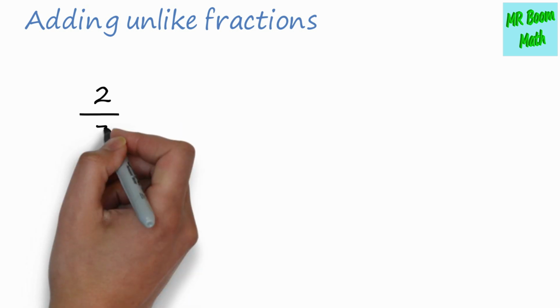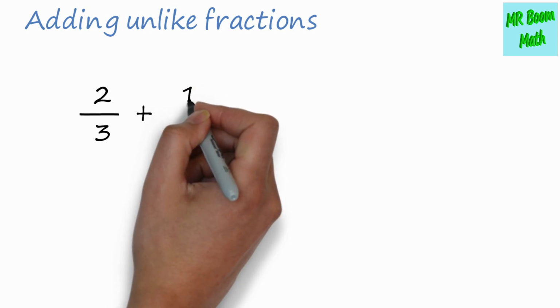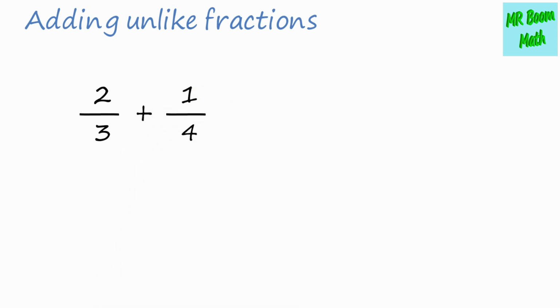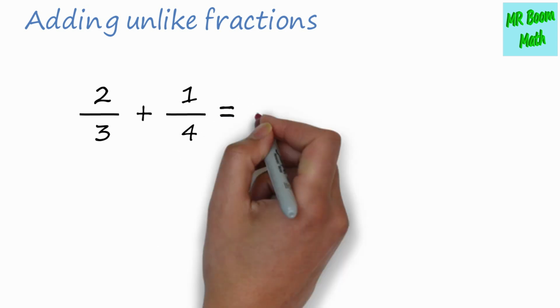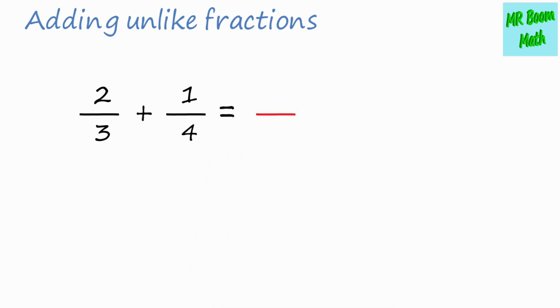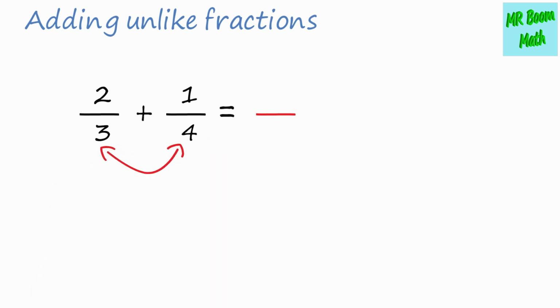Let's add two fractions, 2 over 3 and 1 over 4. These are unlike fractions because they have different bottom numbers. This is what we do. Here equals, and I'll put this line here. What we do is this. We get the bottom number of the answer first. We multiply these numbers, so 3 times 4 equals 12.